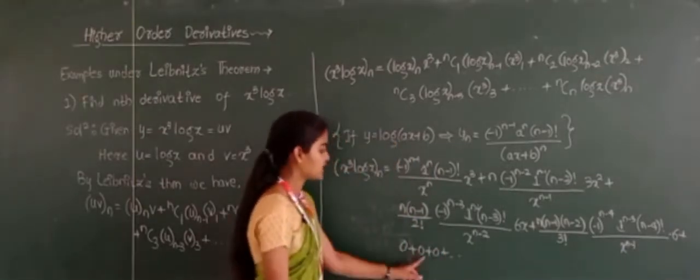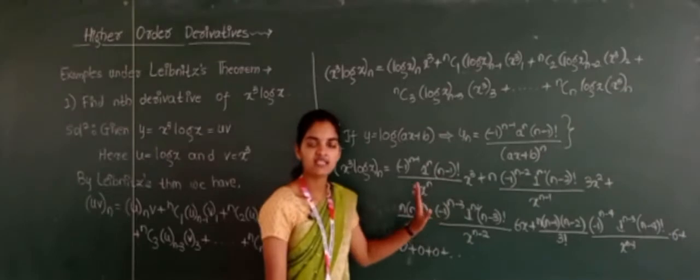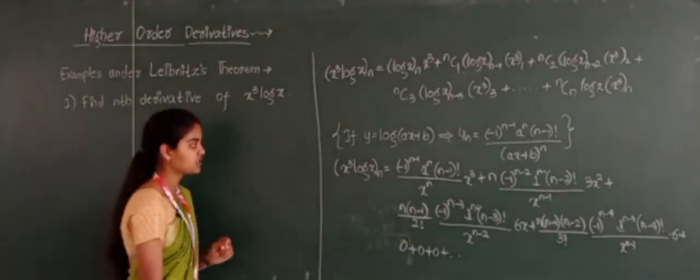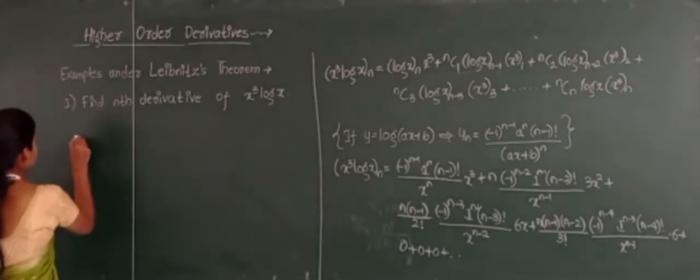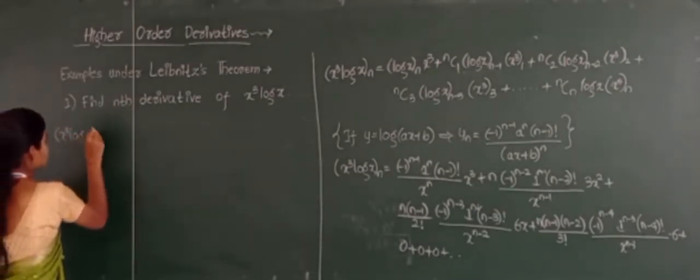Yes, so the next term vanishes. So this is why we have to choose v as x cube in this example. After this, I will adjust the terms. Yes, see here, that is equal to x cube log x, its nth derivative.